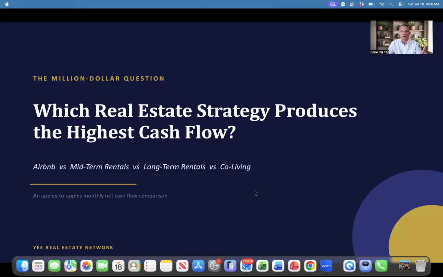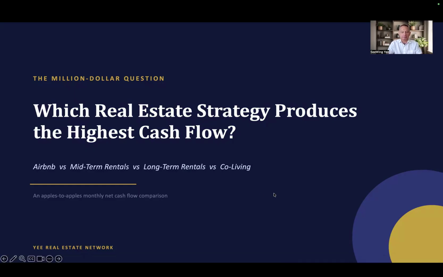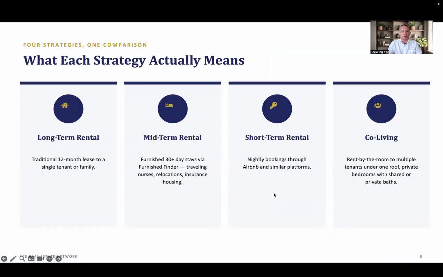Which real estate asset class produced the highest cash flow and the highest returns? I'm going to give you three options: short-term rental, long-term traditional rental, and co-living rent by the room model. So with that in mind, let's proceed. Again, long-term rental, mid-term rental, short-term rental, or co-living.